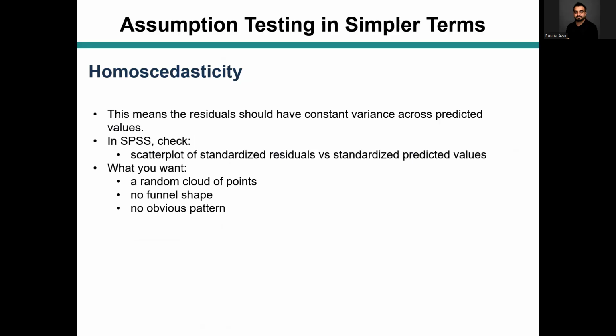Homoscedasticity means the residuals should have constant variance across predicted values. How can we check for homoscedasticity? We need a scatter plot of standardized residuals versus standardized predicted values. We want to see a random cloud of points, no funnel shape, no obvious pattern. In those cases, we can say the assumption for homoscedasticity has been met.